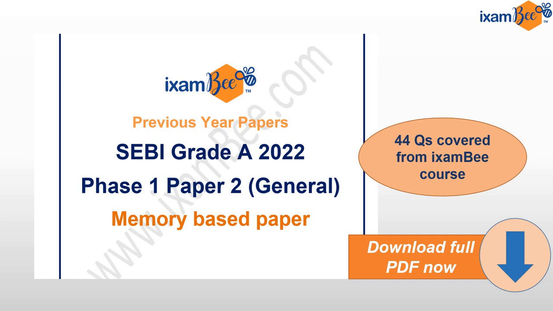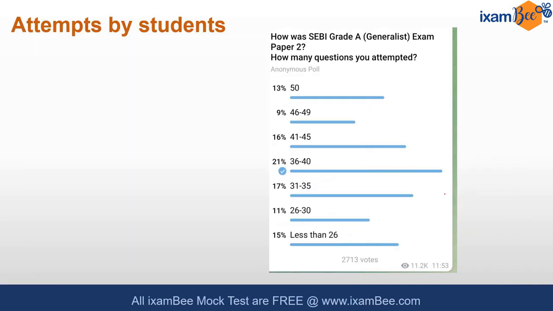So if you have still not seen the paper, what type of questions had come, you can go and download the PDF from iXamBee's website. You'll also find the link in the description box to check what type of questions had come and the level of questions. Very happy to share that around 44 questions out of 50 were covered from the iXamBee course.